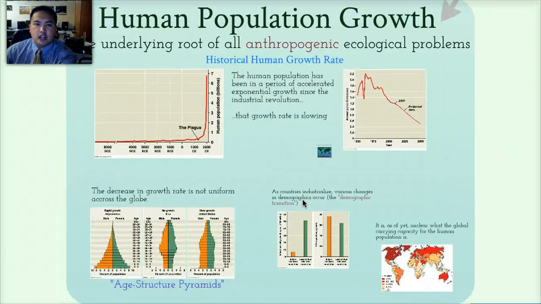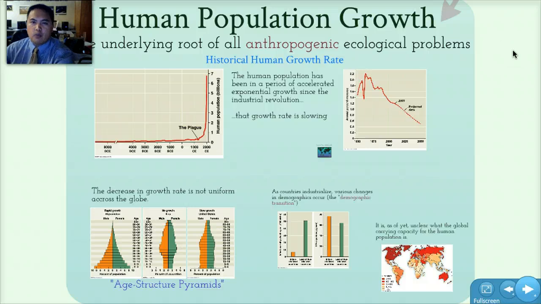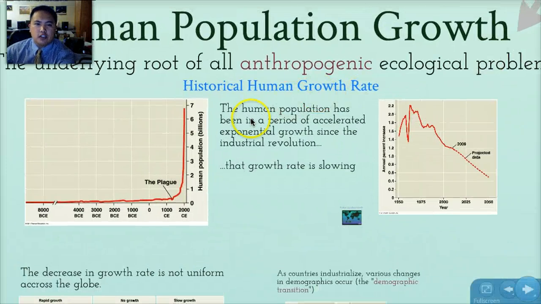And lastly, what we're going to talk about is human population growth. It is the underlying root of all anthropogenic ecological problems. Ultimately, the real problem with the world and the environment, why everything is getting destroyed, is all traced to one singular problem. Our population growth as humans is growing way out of control. First of all, the human population has been in a period of accelerated exponential growth since the Industrial Revolution. That growth rate is slowing.